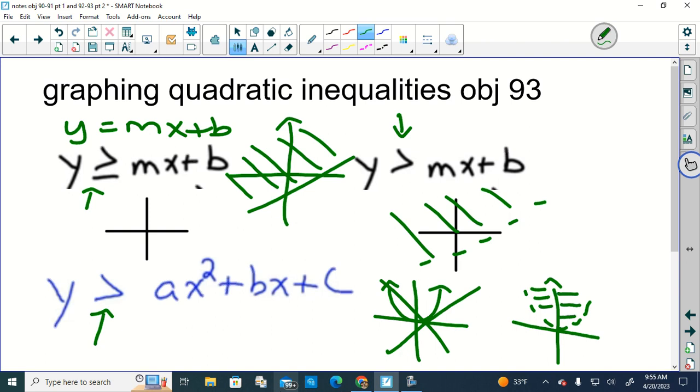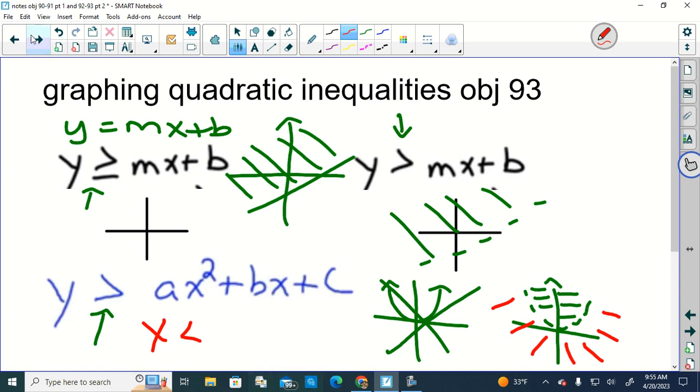Okay, if it was smaller, which it's not, so don't write this. If the y was smaller, then you would shade this direction because all the y's get smaller on the outside of the parabola. So we're doing the same thing.